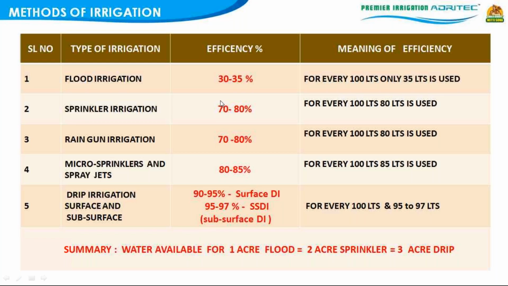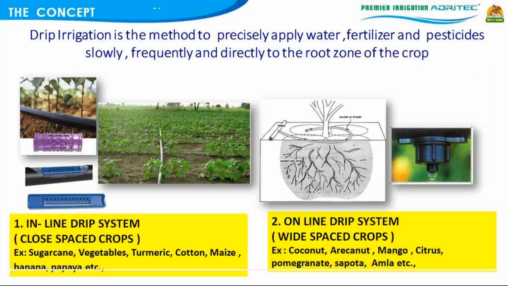So 90 divided by 30 will be how much? 3. That means the water that is available for 1 acre of flood can be used for 3 acres of drip. Let us do one more calculation. Let us take sprinkler. It's 70 by 35. It will be 2. That means the water which is available for 1 acre of flood, the same water can cover an area of 2 acres. So this is the understanding of the efficiency, and how, if I have very little water, I will be able to irrigate a much larger area.